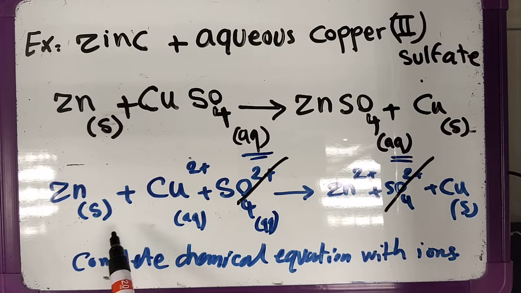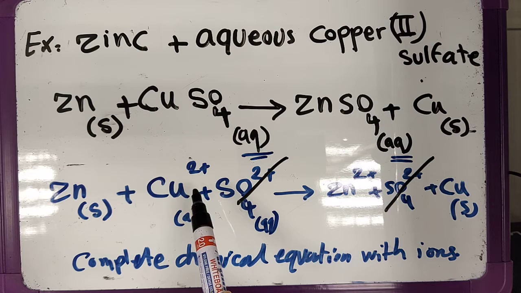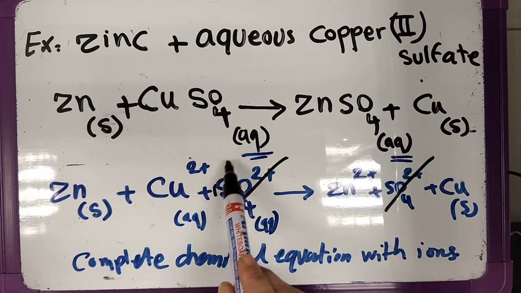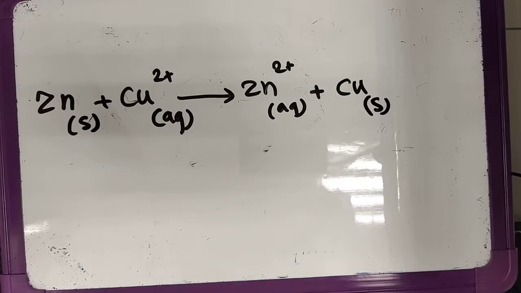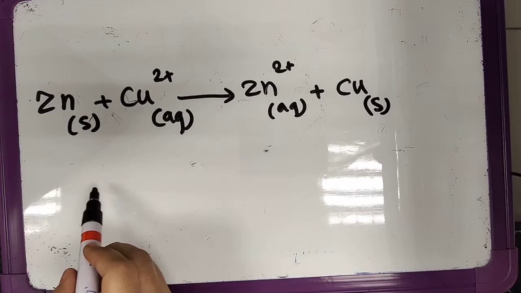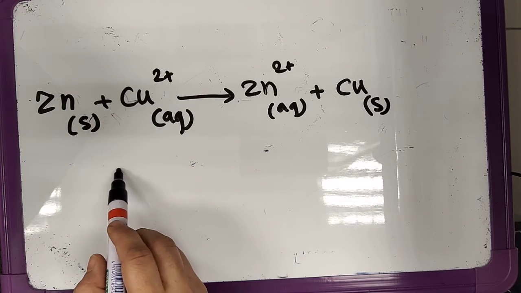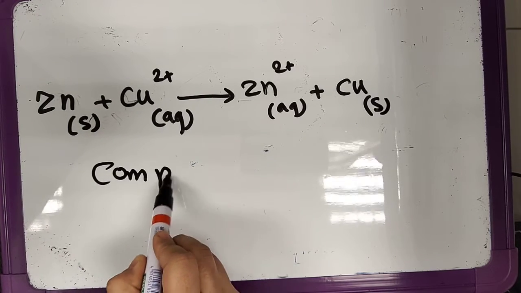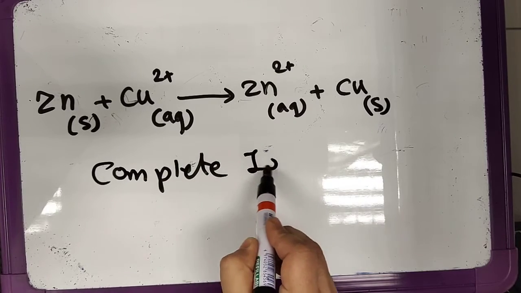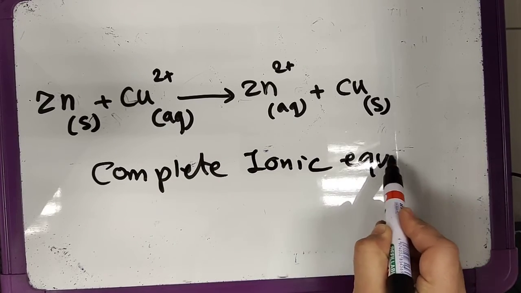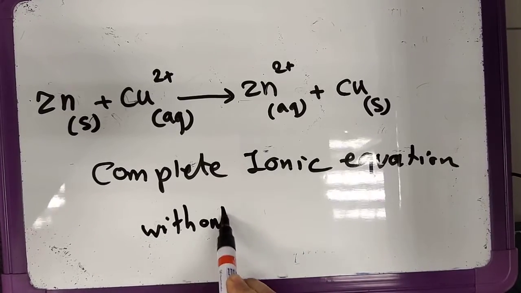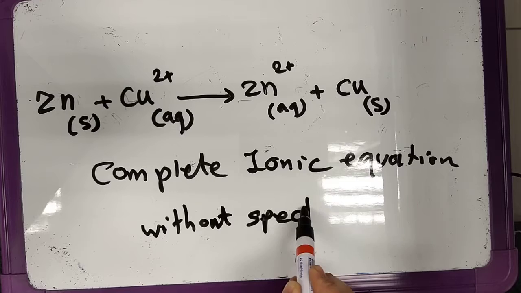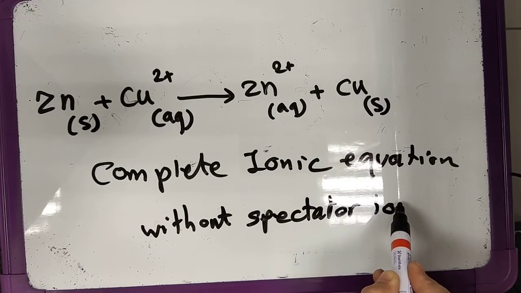In the next step, you have to rewrite the equation without the spectator ions, removing and eliminating them from the equation. Now this is the final equation, which is the complete ionic equation without spectator ions.